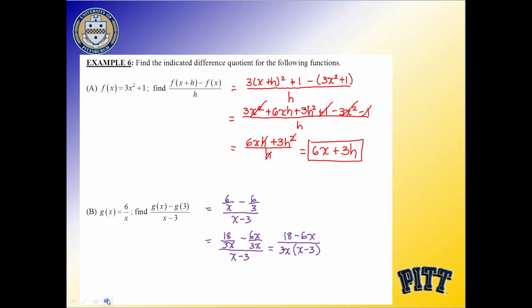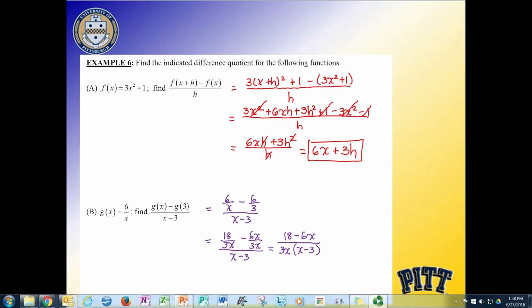Now what happens here is, I can carry out the subtraction on top now because I have a common denominator. And what happens is I'm going to have 18 minus 6x all over 3x. Because remember, that's how I carry through a subtraction of fractions. I subtract the numerators, and I leave the common denominator alone. So what I'd end up with is 18 minus 6x all over 3x all over x minus 3.